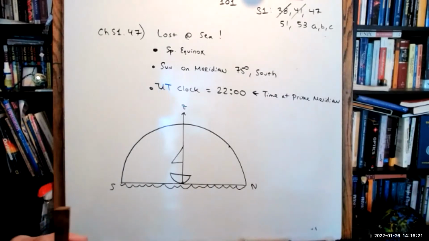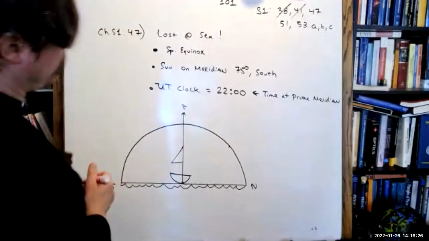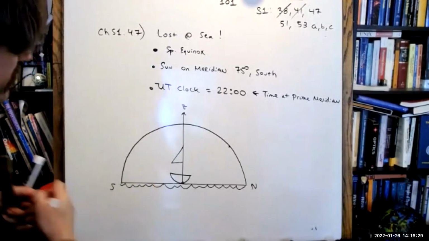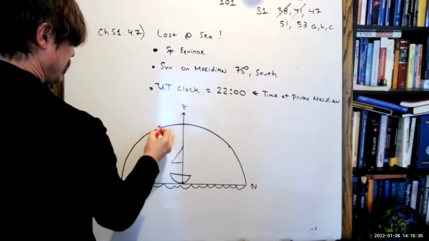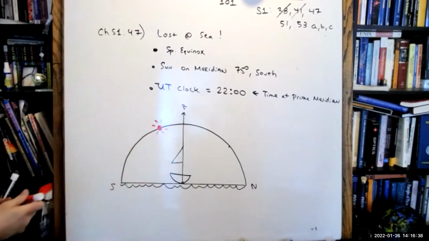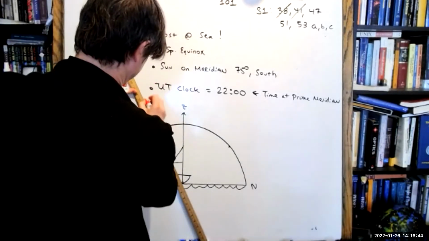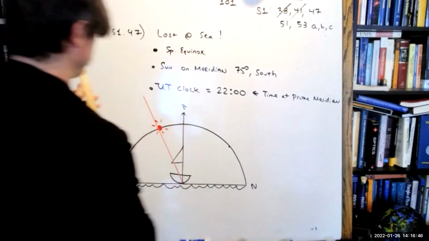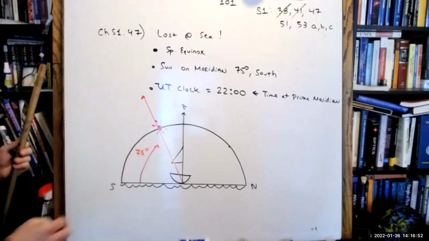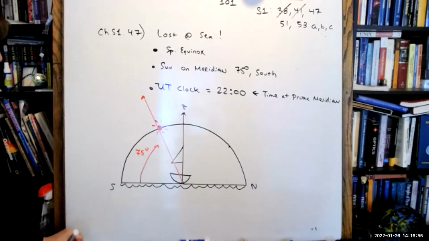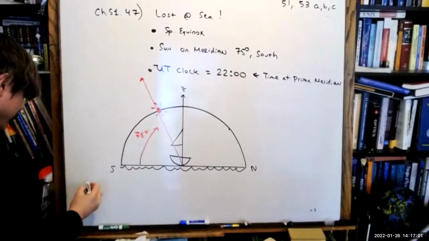The sun is on the meridian, 75 degrees in the south. So I'd say 75 degrees is like what? 45, 50, I don't know, maybe like this. If I had a big protractor, I could measure it. I'm guessing this is close to 75 degrees. Question A. What is our latitude? Can you guys figure that out?